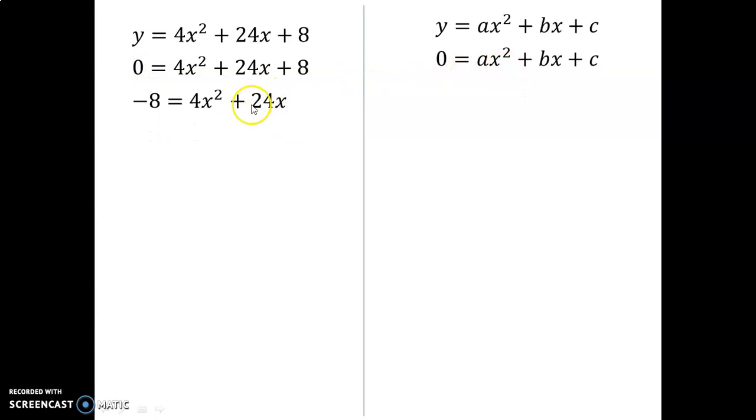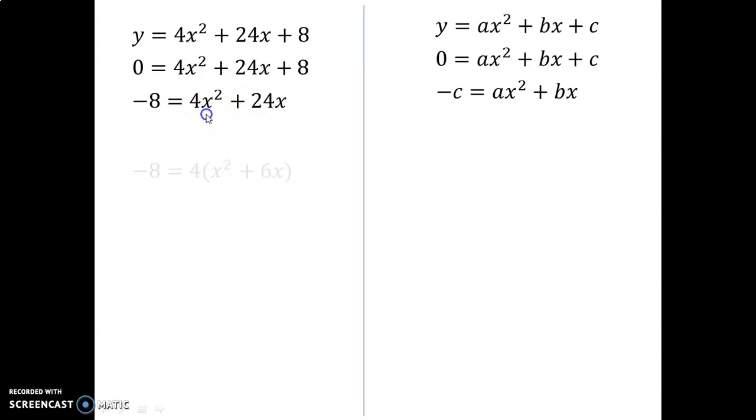So first step of completing the square, what is it? Okay, we're going to set y equal to 0. We'll do that over here also. Over here we're going to move the 8 over, minus 8. Now we have this. And our next goal is to create a perfect square. Over here we have to move the c over as well. So the c value has been moved over to the left side.